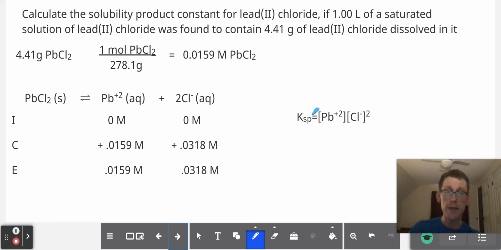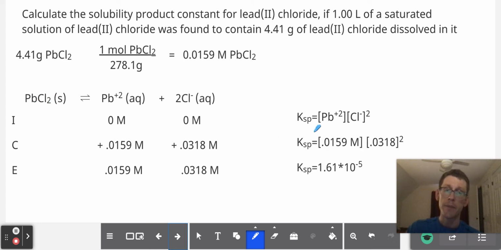We know that Ksp is going to be equal to the concentration of lead-2 times the concentration of chloride squared. Again, there is no denominator to put in because we've got a solid, and that's always going to be the case with a Ksp. You never have to worry about the reactant side because it's always going to be solid. So if we plug in the numbers, the concentration of lead-2 times the concentration of chloride squared gives us a Ksp of 1.61 times 10 to the negative fifth.